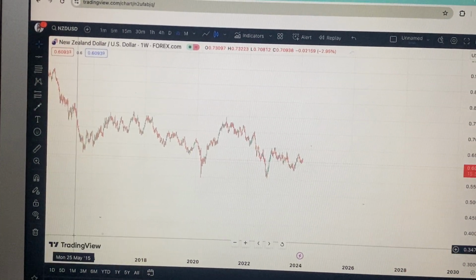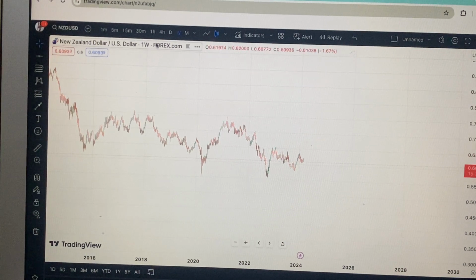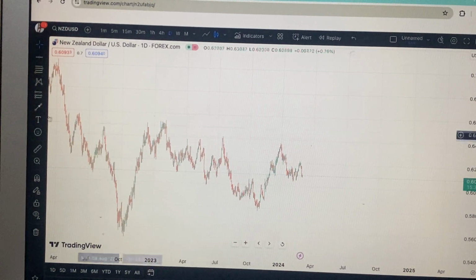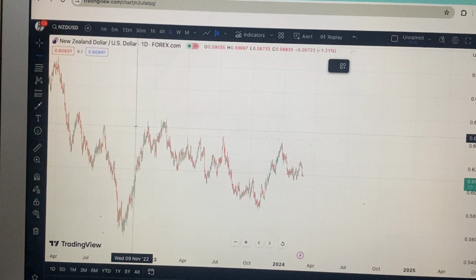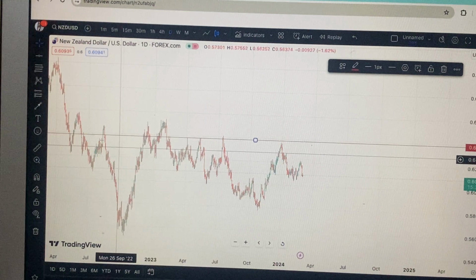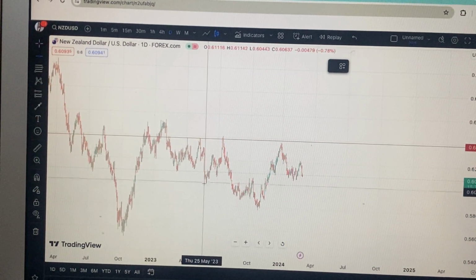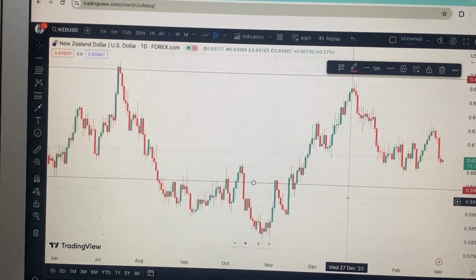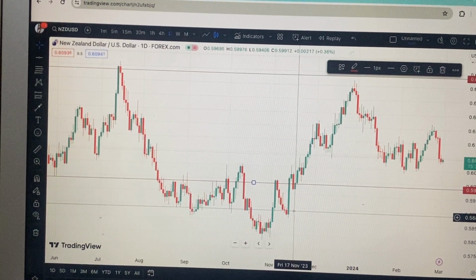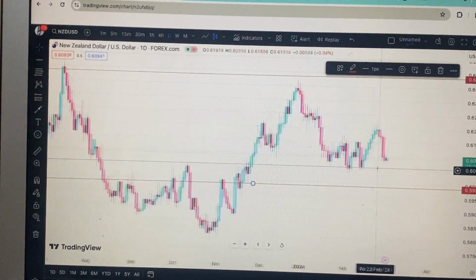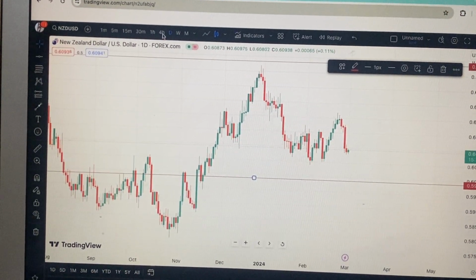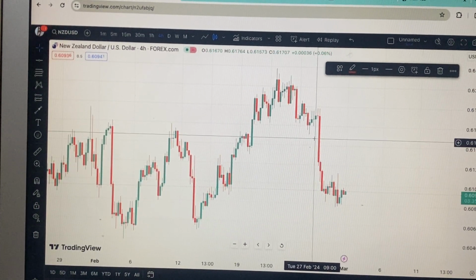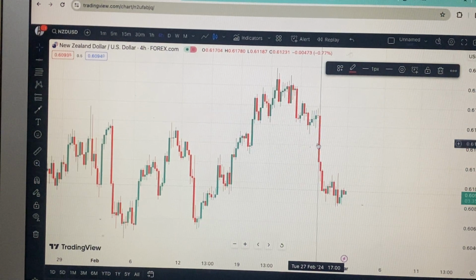Let's see what is happening on the daily time frame. We have a ranging market on the daily time frame. Don't forget, each candle represents a day. Each candle represents one day on a daily time frame. Then we have the 4 hours. Each candle here represents 4 hours. It took one candle 4 hours to form fully.